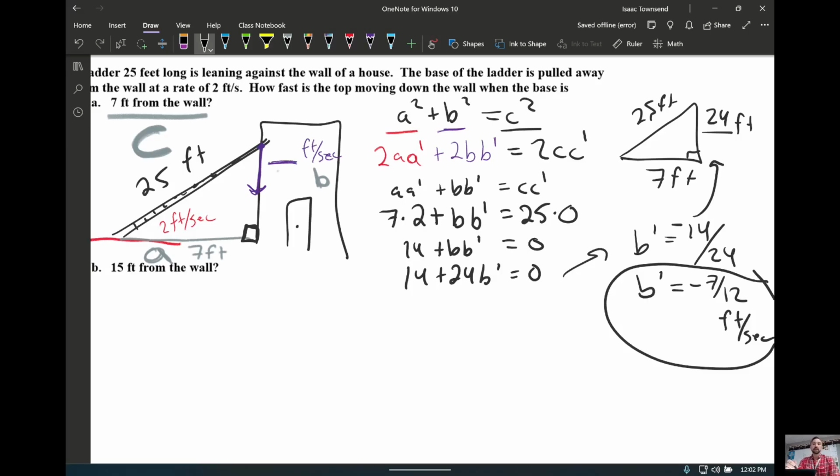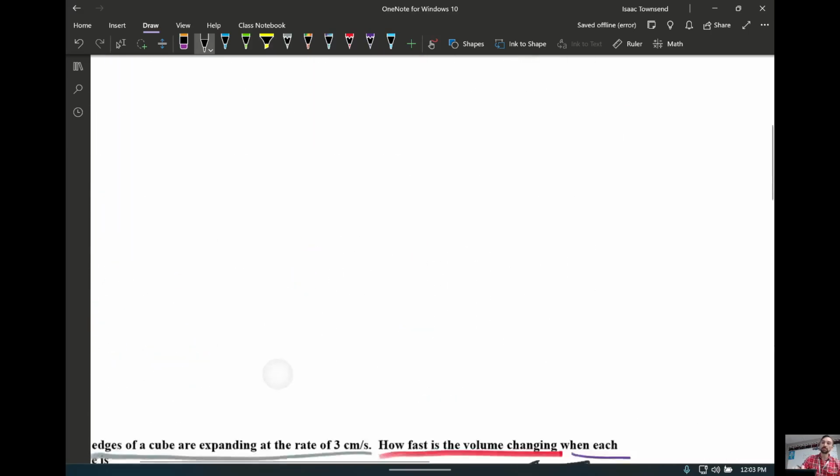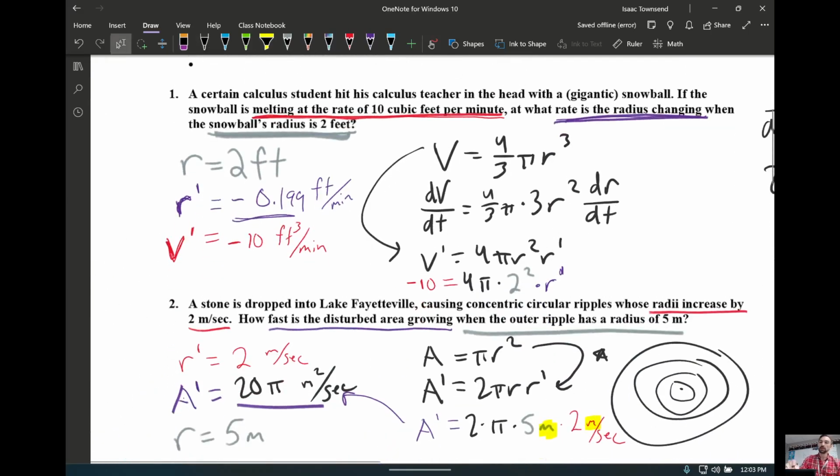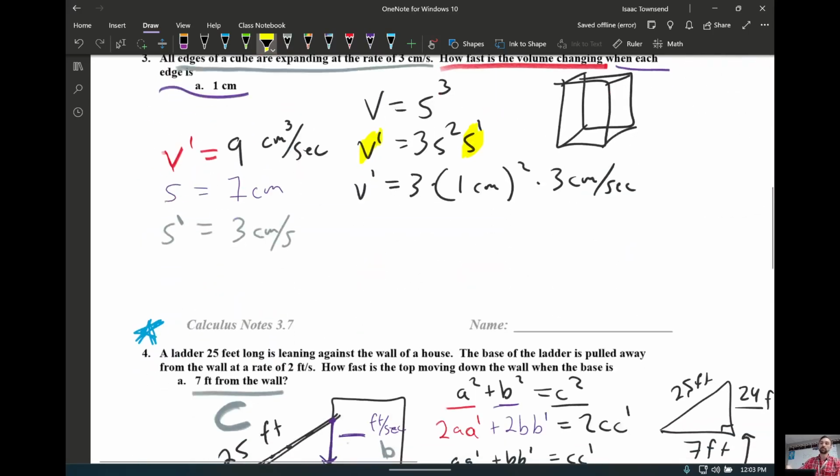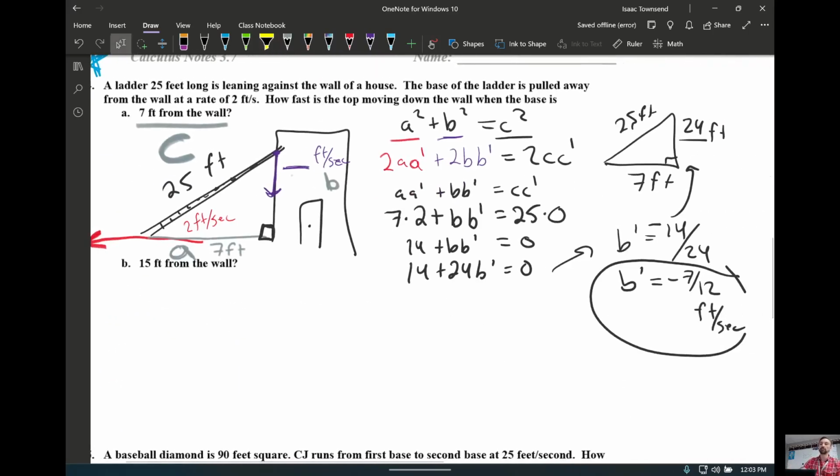Now notice, since this is going down, it makes sense that the answer is negative. When a rate is negative, that implies it's going left or down, depending on the context of the question. Again, you should never look at your final answer and just decide to change the sign. It really should be calculated within the work here. So sometimes, it's kind of sneaky, but the very first question, it said that it was melting at a rate of 10 cubic feet per minute, and because of the word melting, I knew that this was negative. But you should never change your final answer sign just based on what you think. It should be accounted for.